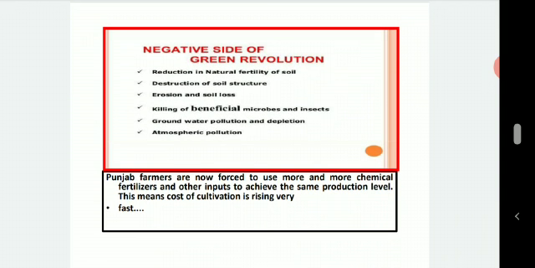Now, what we must realize is that modern farming is expensive. Why? Because the farmers have to purchase high yielding variety seeds, chemical fertilizers, chemical pesticides, and even the high electricity bills have to be borne by them. Moreover, the farmers have started to use large quantities of fertilizers and pesticides. Why? To achieve more production. This also showed us the ill effects of the Green Revolution.